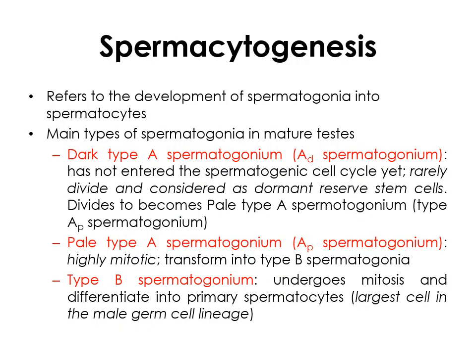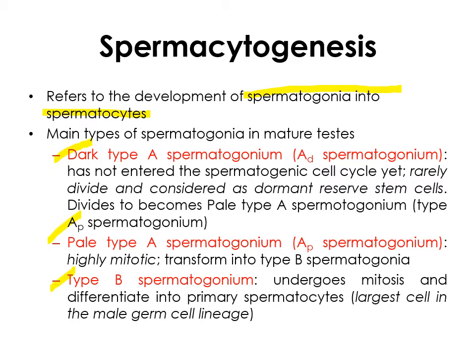So spermatocytogenesis refers to the development of the spermatogonia into the spermatocytes. There are three types of spermatogonia: the dark type A, the pale type A, and the type B.